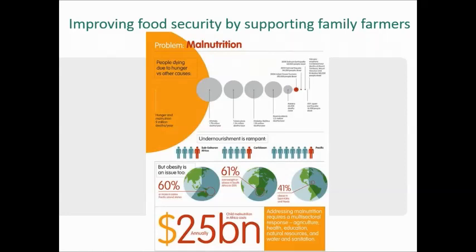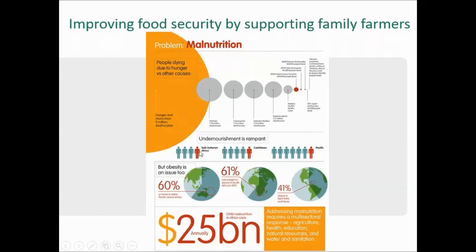Another example that I have where we've developed an infographic is around the issue of improving food security by supporting family farmers. So this infographic was designed to promote issues around malnutrition. So you can see that the various design elements, like Marjolaine was talking about, different sizes of circles to represent different figures.